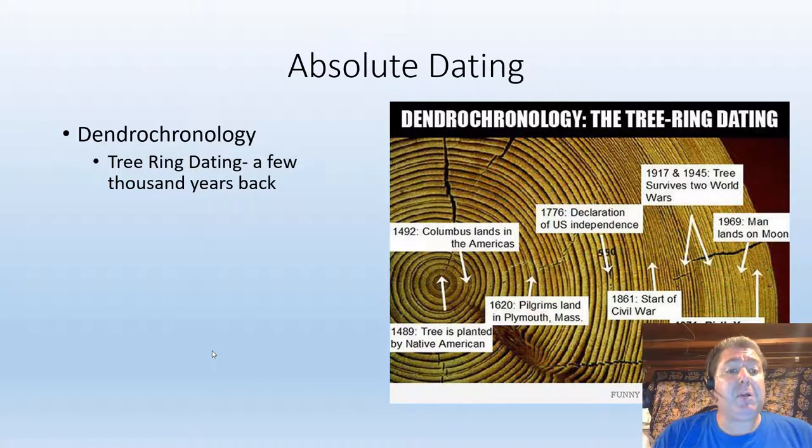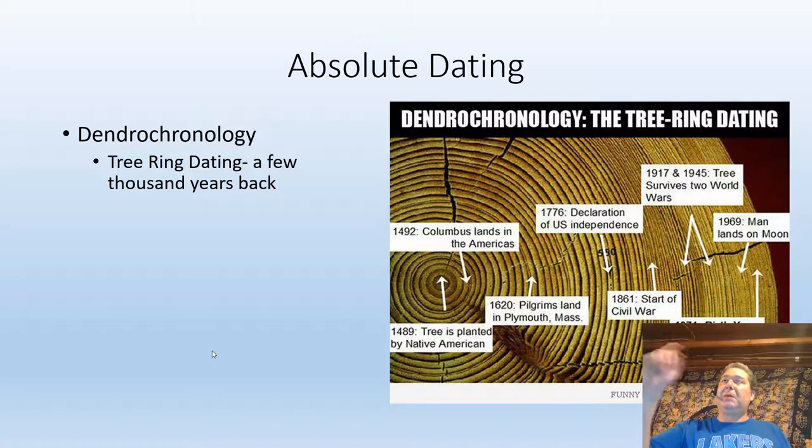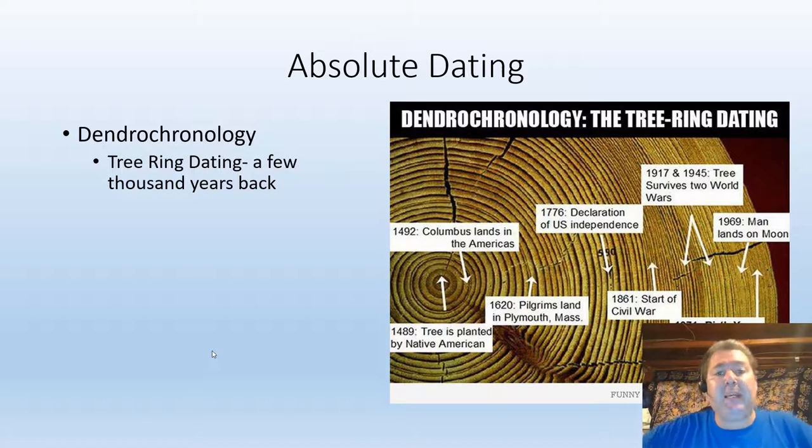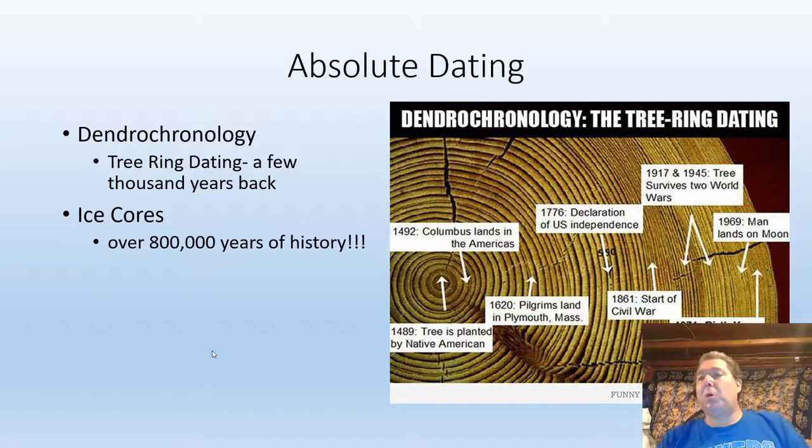Dendrochronology, big word, means tree ring dating. Everybody knows trees grow in yearly rings. If the tree has a good year, it'll be a thick ring, and if it has a drought year, it'll be a thin ring. Counting the rings and lining up these thick and thin rings from one tree to the next allows us to date back a few thousand years here in the Southwest United States. But beyond that, we have ice cores.